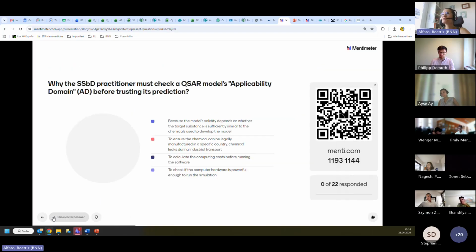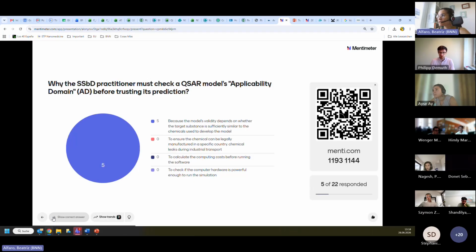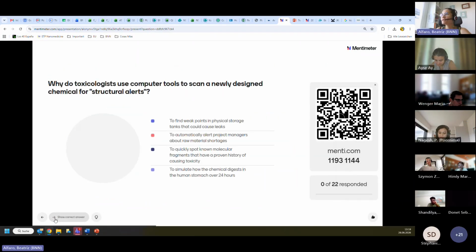Okay, then we continue with the next one. Why must the SSbD practitioner check a QSAR model's applicability domain before trusting its prediction? Because the model's validity depends on whether the target substance is sufficiently similar to the chemicals used to develop the model; to ensure the chemical can be legally manufactured in a specific country; to check for chemical leaks during industrial transport; or to calculate the computing cost before running the software and to check if the computer hardware is powerful enough to run the simulation. I continue with the next question.